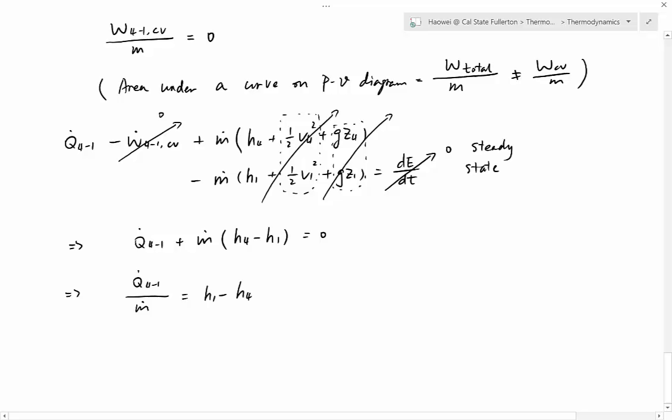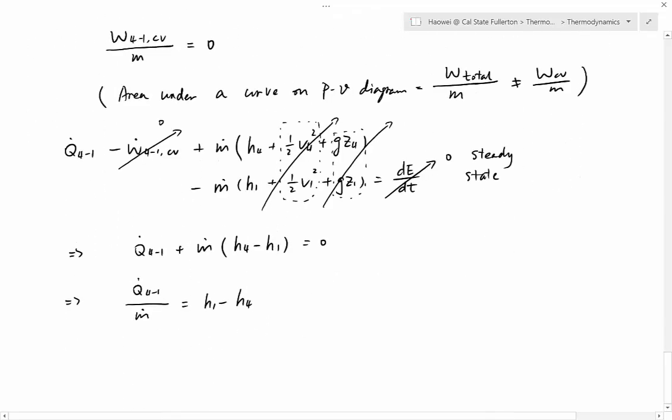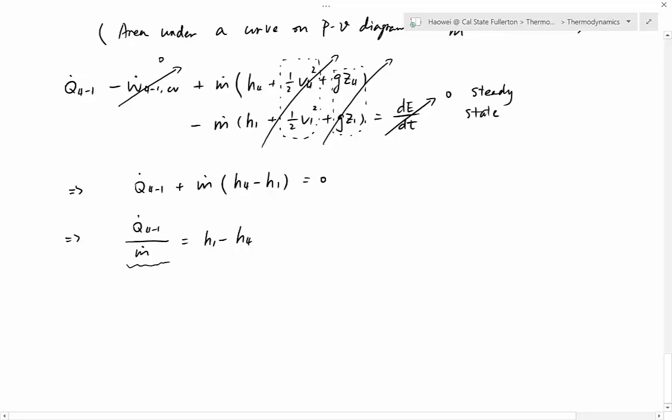Okay, and keep that in mind. What are we looking for? We're looking for Q over M. We're not looking for Q dot over M dot, but they are actually the same. Why? I can prove that. Q dot is defined as Q over time, and M dot is defined as M over time. And then you can see the two t's cancel each other. What is left is just Q 421 over mass, exactly what we're looking for. So now you can see what do we need. We just need H1 and H4.